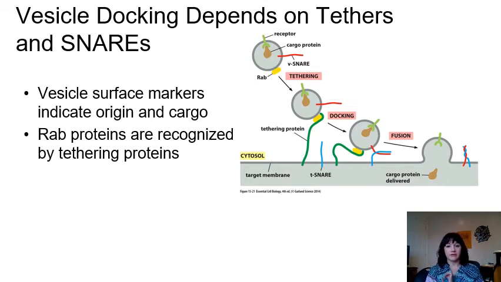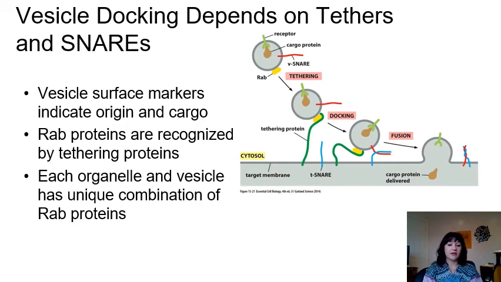Now what happens after tethering is docking. Again, every organelle and vesicle has a unique combination of RAB proteins. So these tethering proteins will recognize the RAB and read, are you supposed to be here or not?